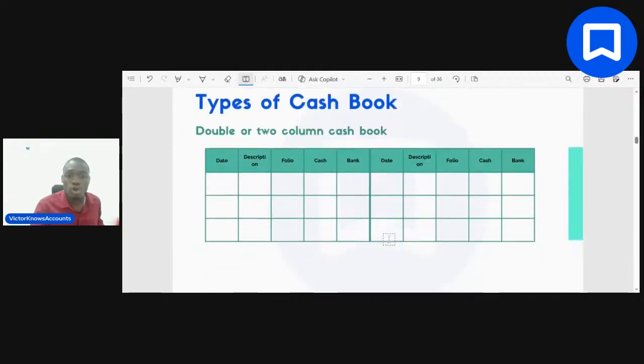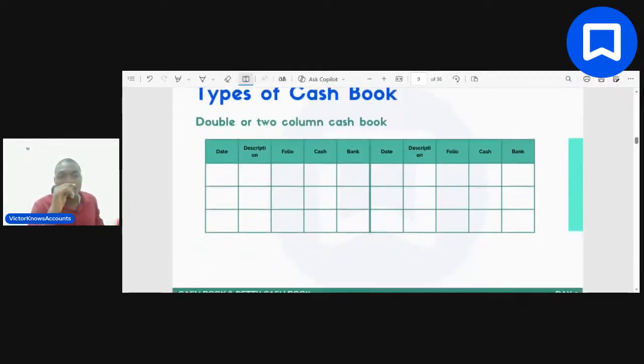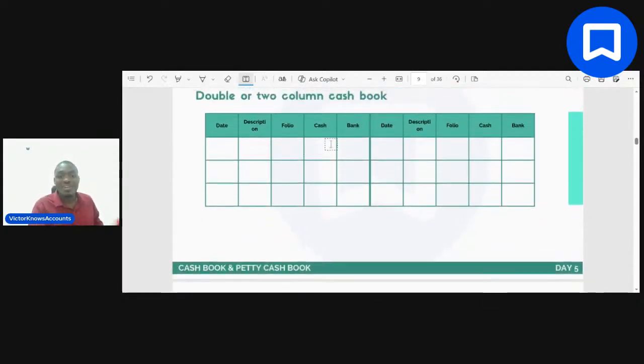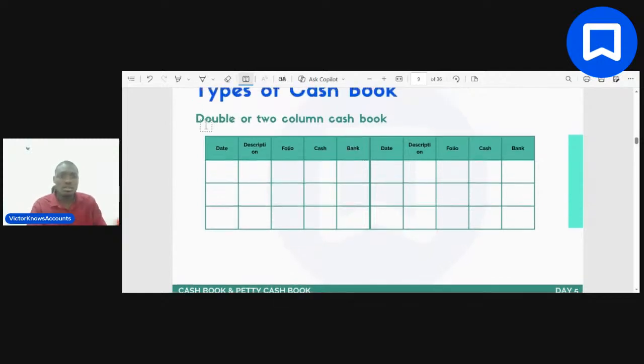Your double column cash book. So you would see the reference here. We have date, we have description. Your description is still your particulars. We have folio, we have cash, then we have bank. On the left, this right here is our debit, while this side is our credit.